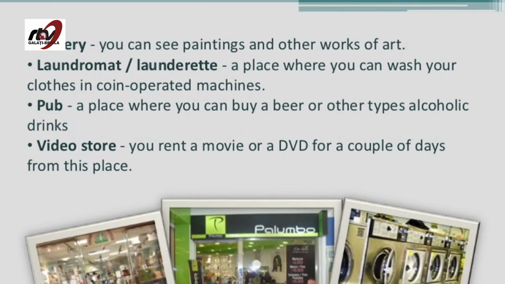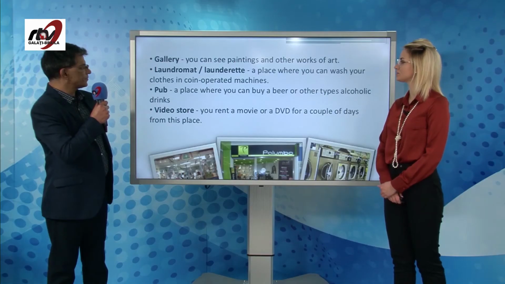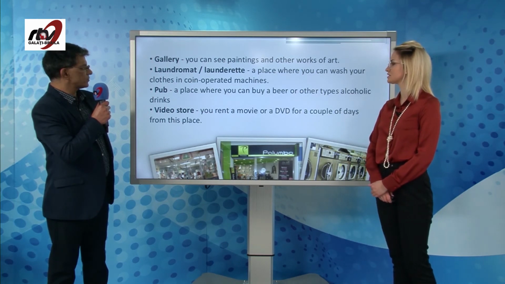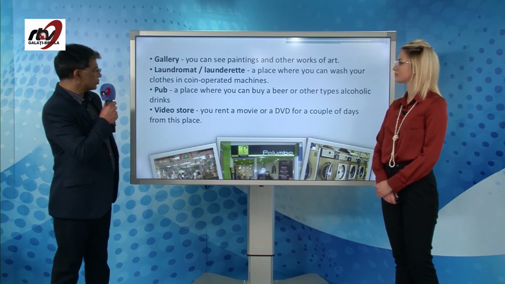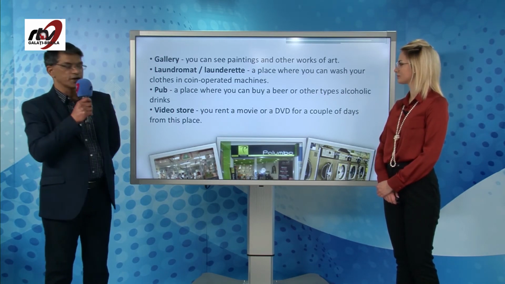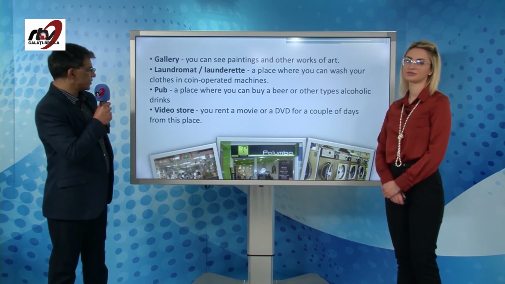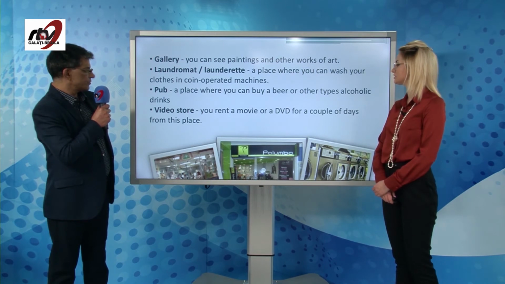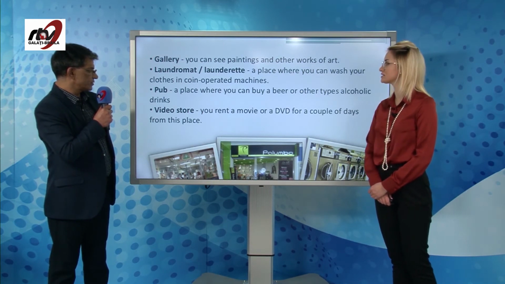Then we have a gallery also. Sometimes you can see paintings and other works of art in the gallery. We can have a laundromat, a place where you can wash your clothes in coin-operated machines. I wish we had that out here. Yeah. And of course, a pub, a place where you can buy a beer or other types of alcoholic drinks. Or a video store, you rent a movie or a DVD for a couple of days from this place.